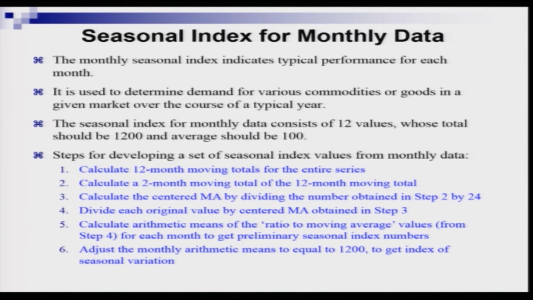So, this is somewhat on the monthly seasonal index concept, and now we are going to discuss briefly the steps for calculation of seasonal index values from monthly data. First, you calculate a 12-month moving average total for the entire series, and then in the second step you calculate a 2-month moving average total of the 12-month moving total. In step 3 you calculate the centered moving average by dividing the number obtained in step 2 by 24.